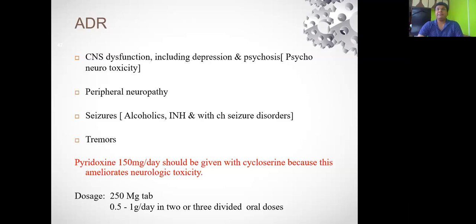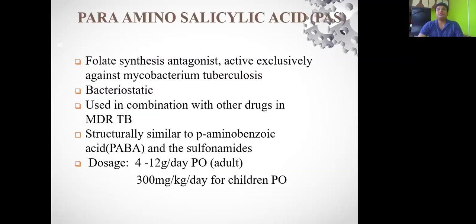Apart from that, it may also result in the development of tremors. So whenever we are giving this cycloserine, in the management of this neuropathy, you have to remember that pyridoxine in the dose of 150 milligrams per day should be given with cycloserine, because this will reduce the neurological toxicity. So the dose of this cycloserine will be 250 milligrams as a tablet, and this can be given in 2 or 3 divided doses. So 0.5 to 1 gram per day is the dose of cycloserine in the form of a tablet. Then we'll come to another drug, which is called para-amino salicylic acid, or PAS.